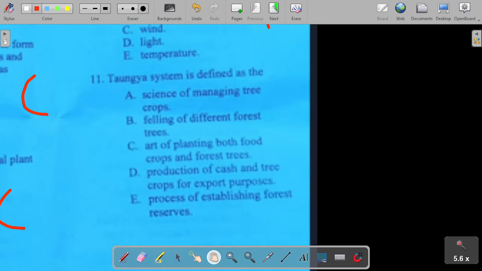Number 11. Taungya system is defined as a system of managing tree crops, no, felling of different forestry, no, that is deforestation. That is the art of planting both food crops and forest trees, yes. Number 11 is C. Let's go to number 12.